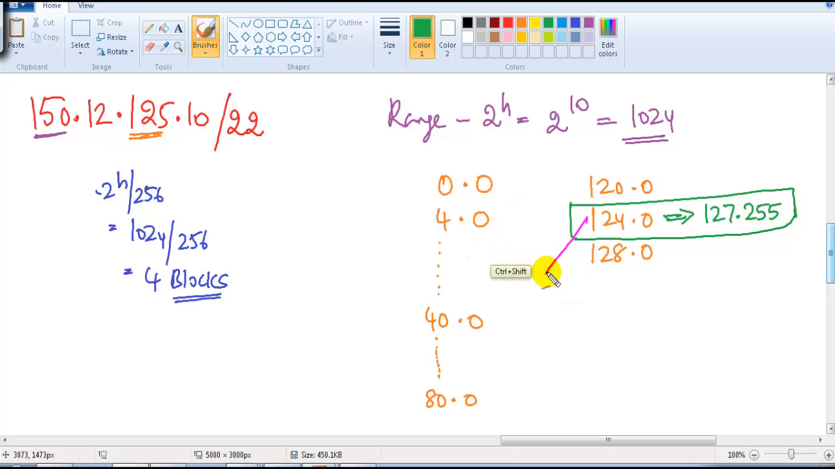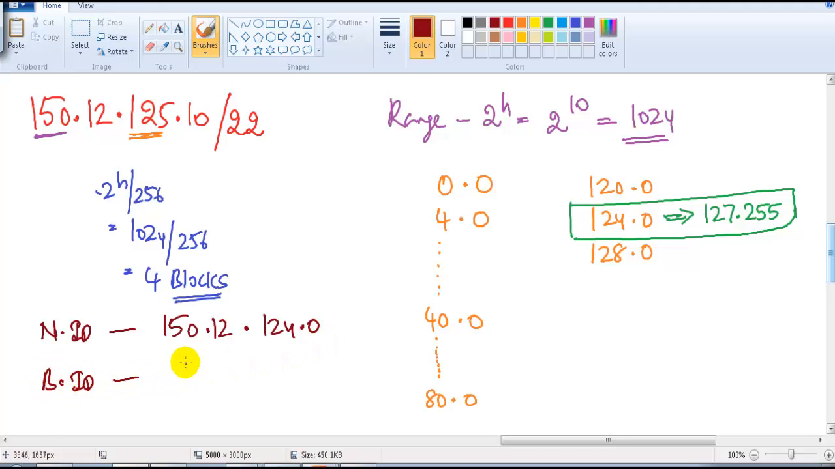Now this is my network ID and this is my broadcast ID. So the network ID will be 150.12.124.0, and the broadcast ID will be 150.12.127.255. For both, the prefix is /22. So this is how we calculate the network ID and the broadcast ID.